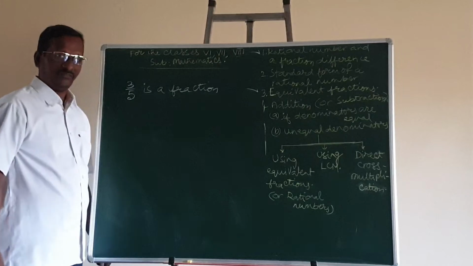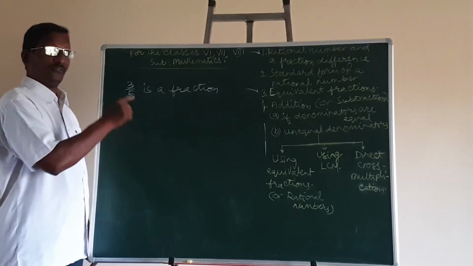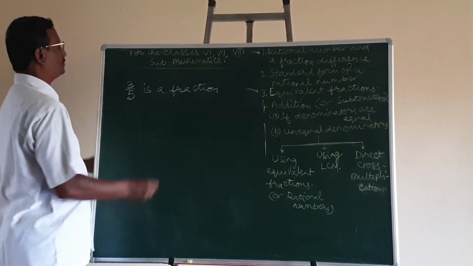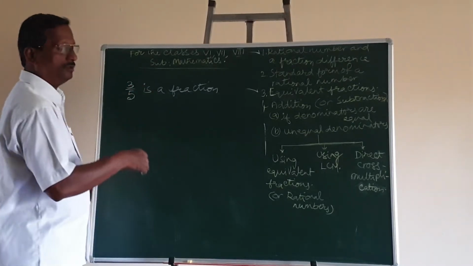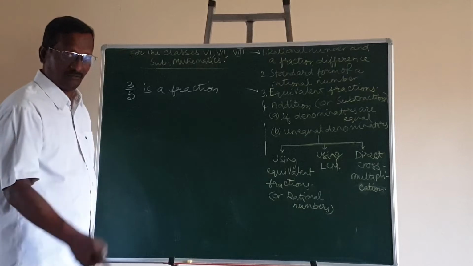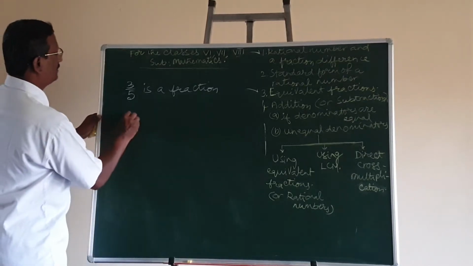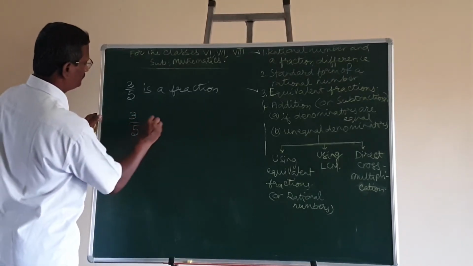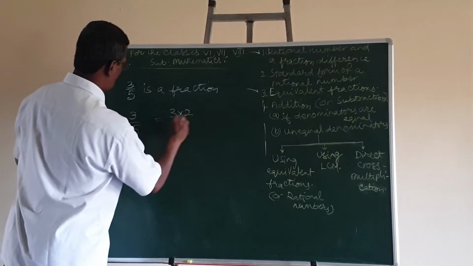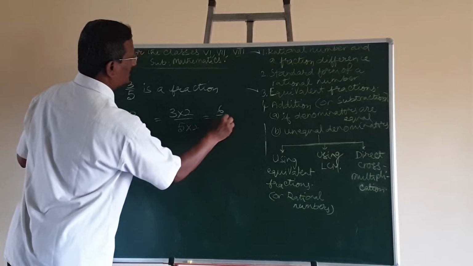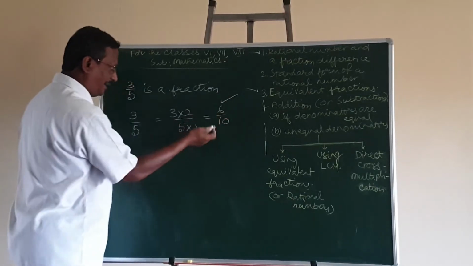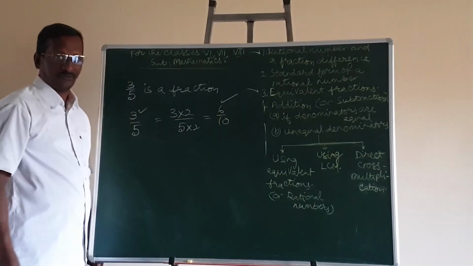How do we write infinitely many equivalent fractions for a given number? If you multiply the numerator and denominator by 3, or by 2, or by 7, we get an equivalent fraction. Here, 3 by 5 is equal to 3 into 2 by 5 into 2. This is 6 upon 10. 6 upon 10 is the equivalent fraction of 3 upon 5.